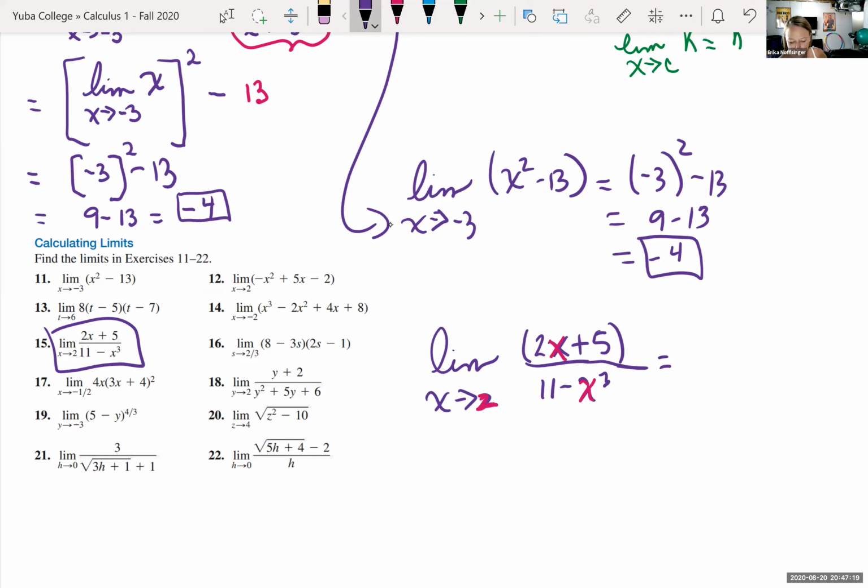So just go directly in, plug in those values. So we have 2 times, I see an x there, I'm going to put parentheses, go back and plug in 2 in a second. Plus 5 all over 11 minus, I see an x there, put parentheses, I'll go back and put in 2 in a second, but we're going to cube that.